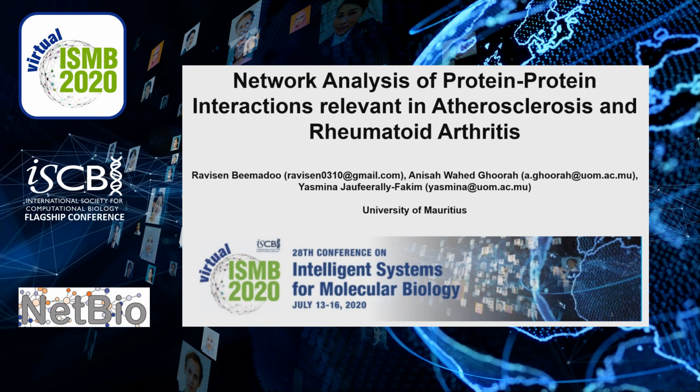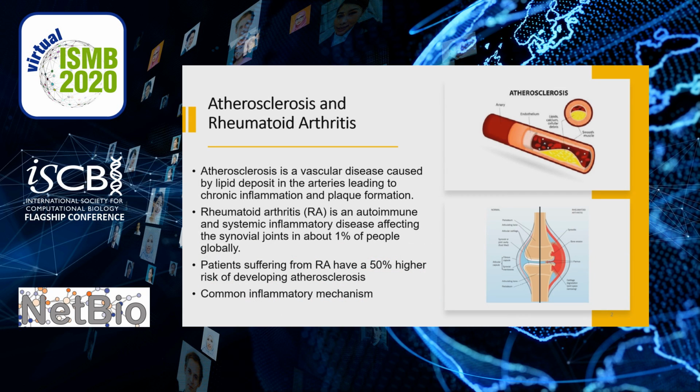Today I'll present about network analysis of protein-protein interactions relevant in atherosclerosis and rheumatoid arthritis. So a brief introduction about the biology of the diseases. Atherosclerosis and rheumatoid arthritis are both chronic inflammatory diseases driven by a complex pathophysiology involving molecular interactions between several genes and gene products, also known as proteins.